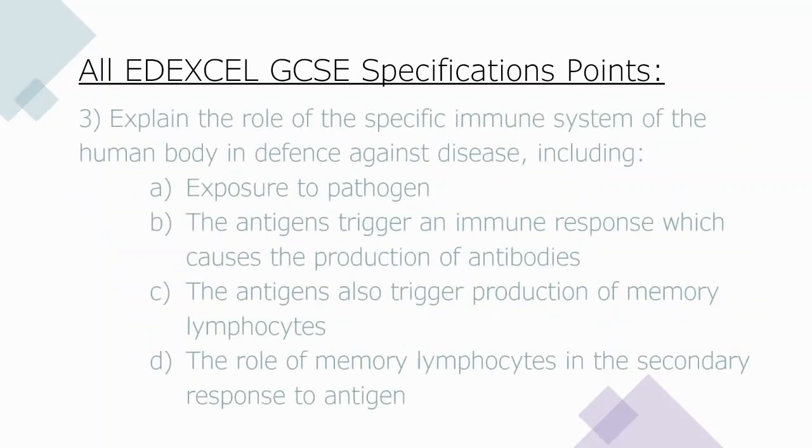And then to explain the role of the specific immune system of the human body in defence against disease, including exposure to pathogen, the antigens trigger an immune response which causes the production of antibodies, the antigens also trigger production of memory lymphocytes, and the role of memory lymphocytes in the secondary response to antigen.